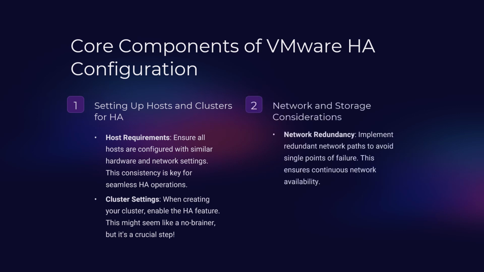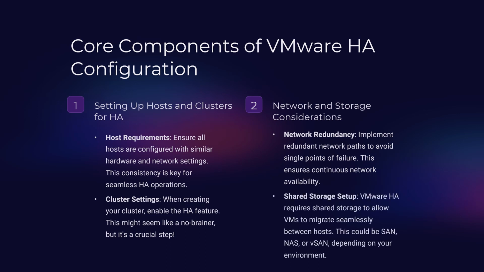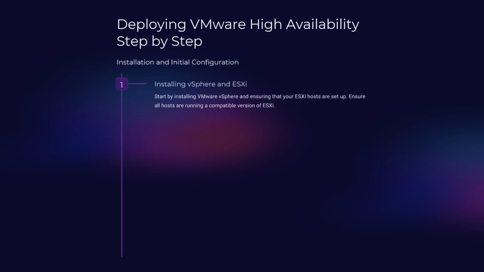Network redundancy. Implement redundant network paths to avoid single points of failure. This ensures continuous network availability. Shared storage setup. VMware HA requires shared storage to allow VMs to migrate seamlessly between hosts. This could be SAN, NAS, or vSAN, depending on your environment. Deploying VMware High Availability step by step.